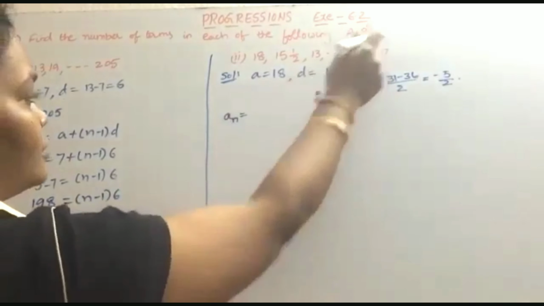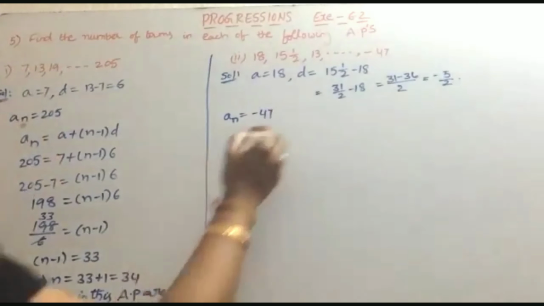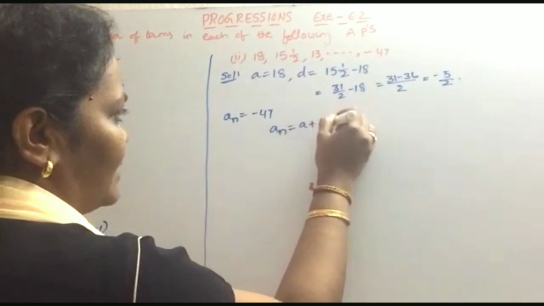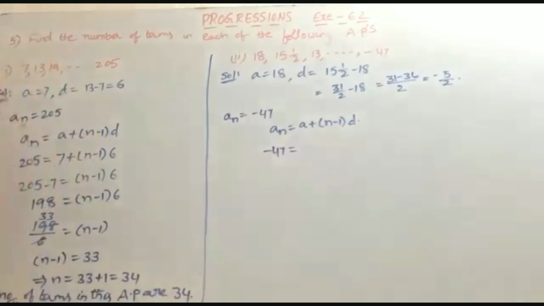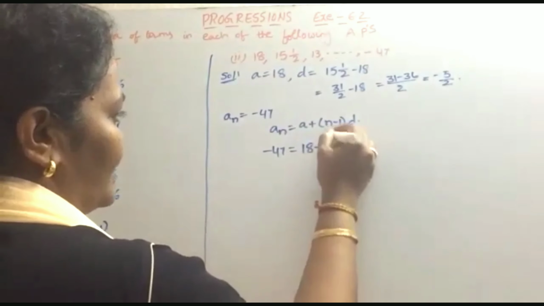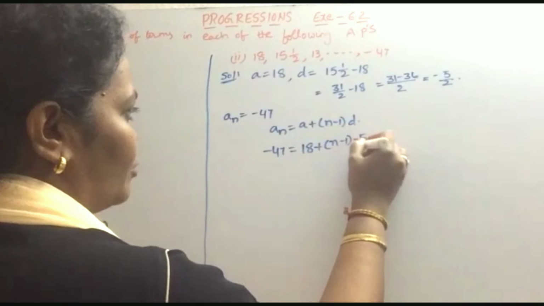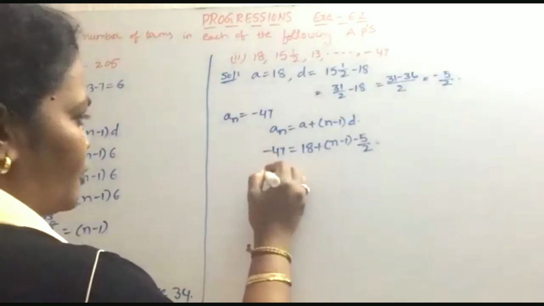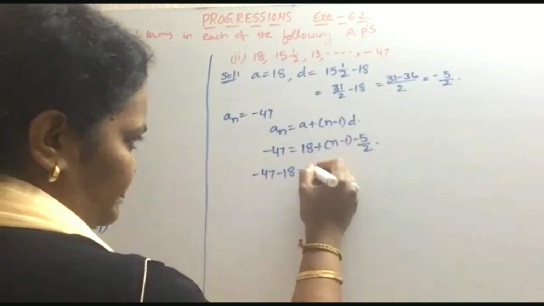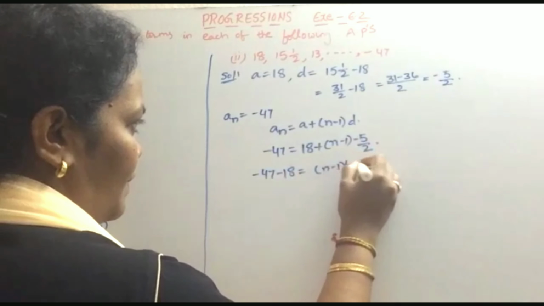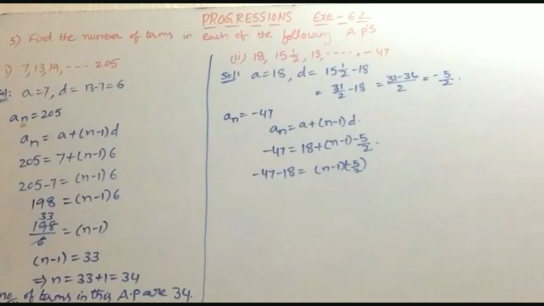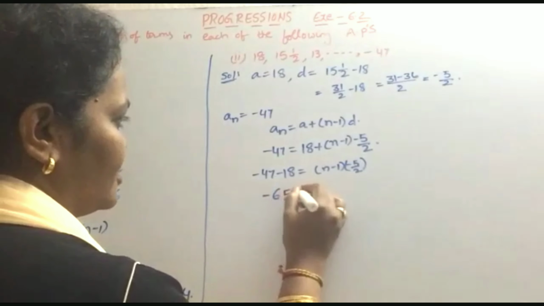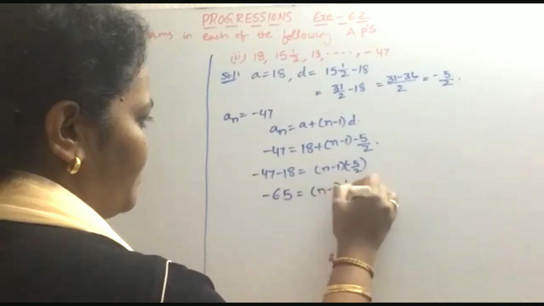Now an is equal to minus 47. So an equal to a plus n minus 1 into d. Substitute the values in the formula. So minus 47 equal to a, which is 18, plus n minus 1 into d, which is minus 5 by 2. So minus 47 minus 18 equal to n minus 1 into minus 5 by 2. Minus 47 minus 18, so minus 65 is equal to n minus 1 into minus 5 by 2.